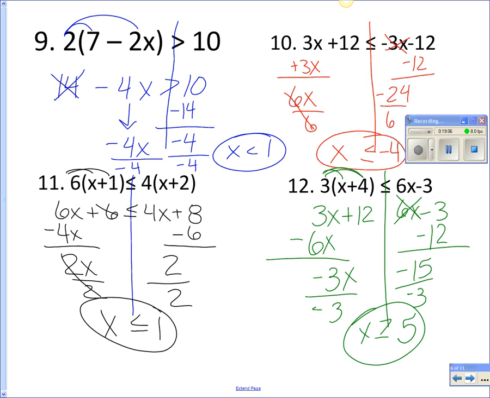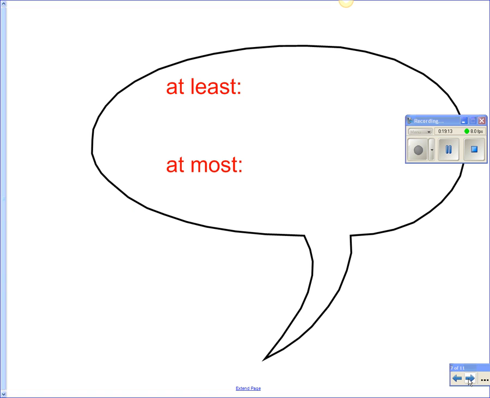All right, we are almost done writing. On your paper, I need you to write this and this. Write the words at least and at most, anywhere on your paper. That's fine. That's plenty. Just write it right there.